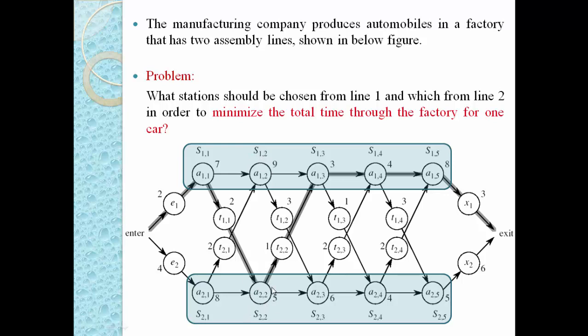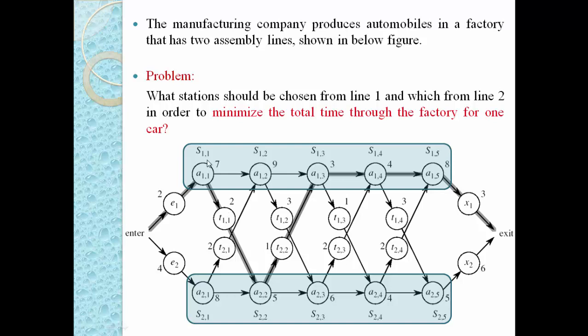Now we have to check the required time for both the stations. Here station number 2 of line number 1 requires 9 units of time, and station number 2 of line number 2 requires 5 units of time, which is less than 9. So definitely we have to choose line number 2 and station number 2. So we have to move from station number 1 to station number 2 of line number 2.